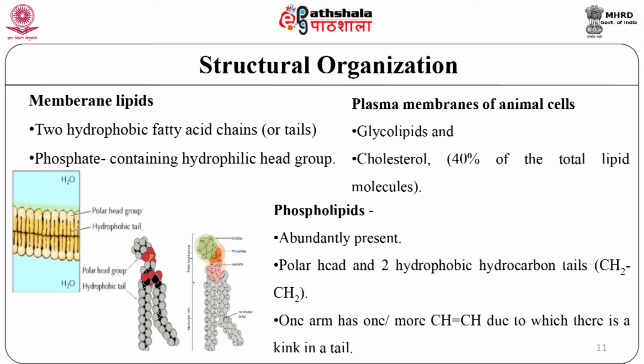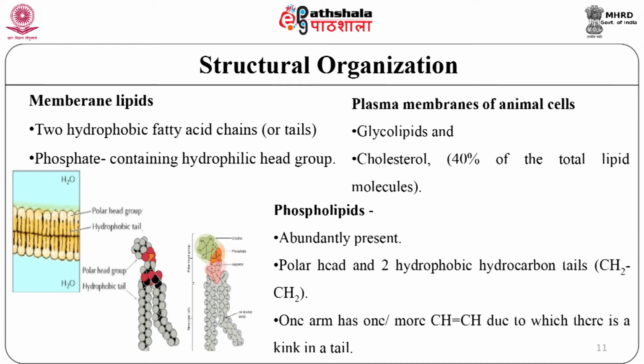For example, mitochondrial inner membranes have many protein complexes needed for electron transport and oxidative phosphorylation, and therefore 75% of this membrane is made up of proteins. The plasma membrane of animal cells contains additional glycolipids and cholesterol, which correspond to about 40% of the total lipid molecules.